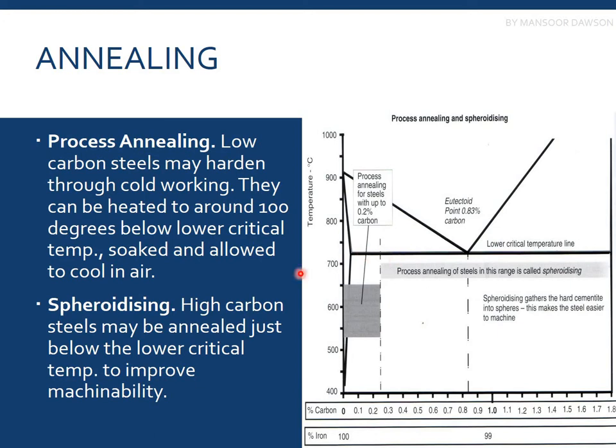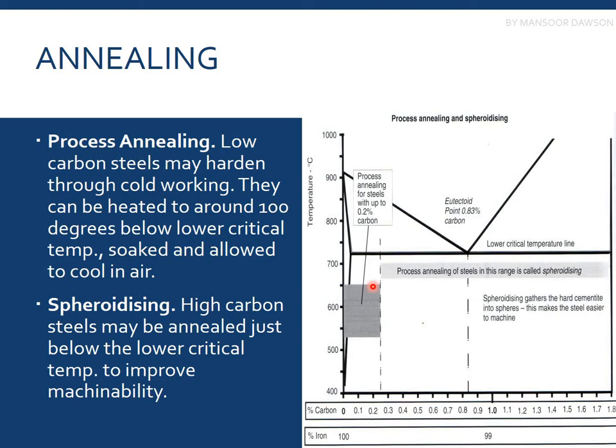In process annealing, when we are cold working, the strength of the material becomes very high due to strain hardening and excessive plastic deformation. So in order to release the stresses and regain the ductility, we heat the material just below the lower critical line, about 100 degrees centigrade below it, in low carbon steel especially, and we cool it down in air in order to regain the ductility and continue our cold working processes.